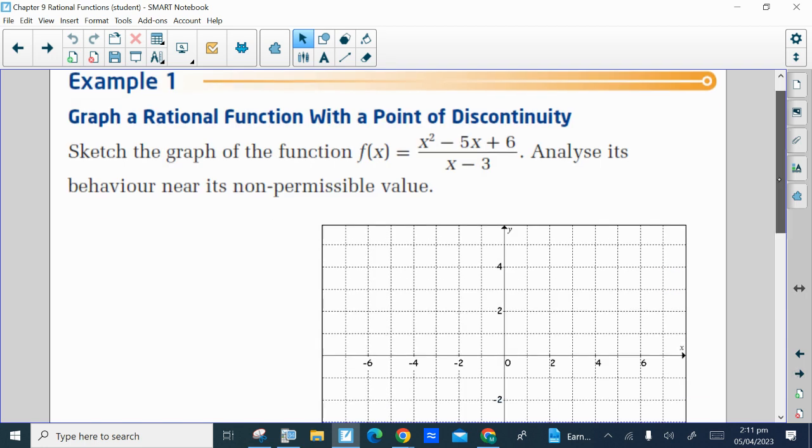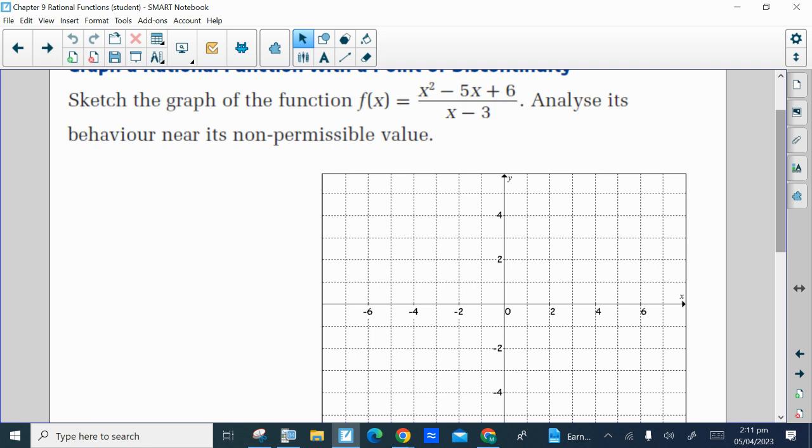So it asks us to sketch the graph of that function and analyze its behavior near its non-permissible values. So the function f at x can be simplified because the numerator can be factored. It doesn't change the fact, though, that the non-permissible value is tied to the original expression. The original expression has a denominator of x minus 3, so therefore x cannot equal 3. The only question now is whether that value of 3 gives us a vertical asymptote or a point of discontinuity.